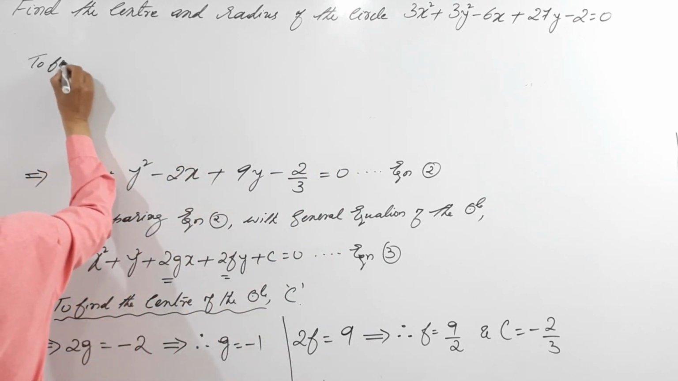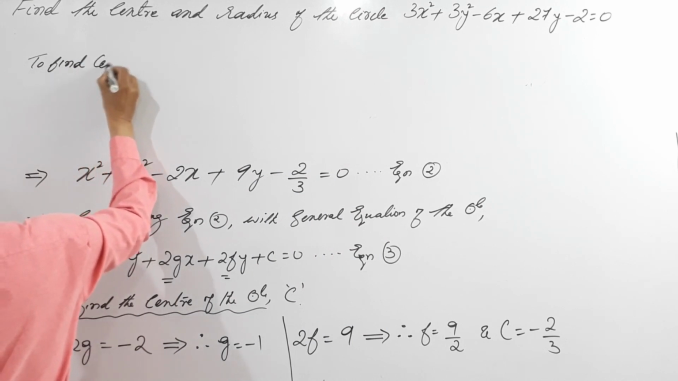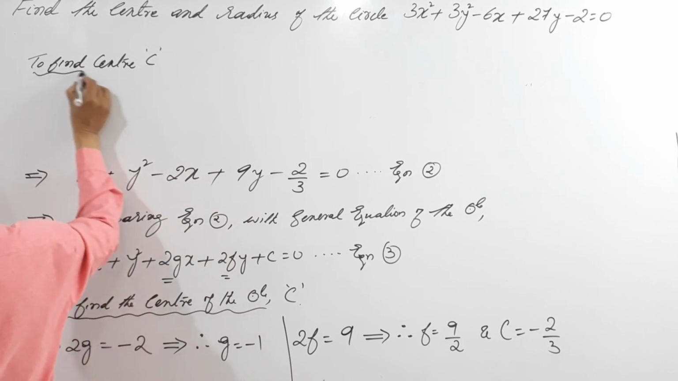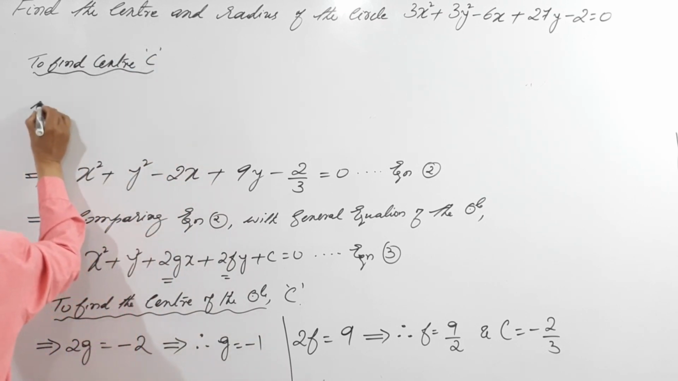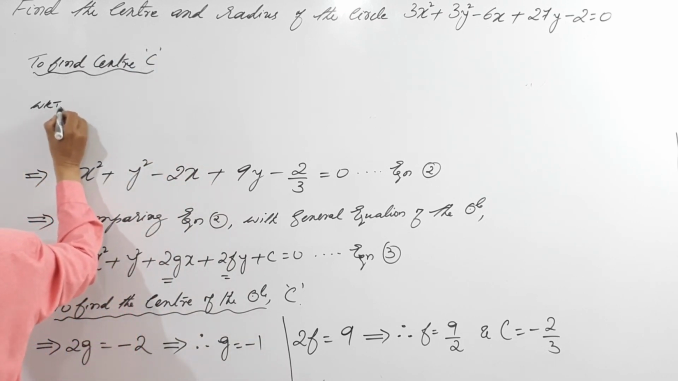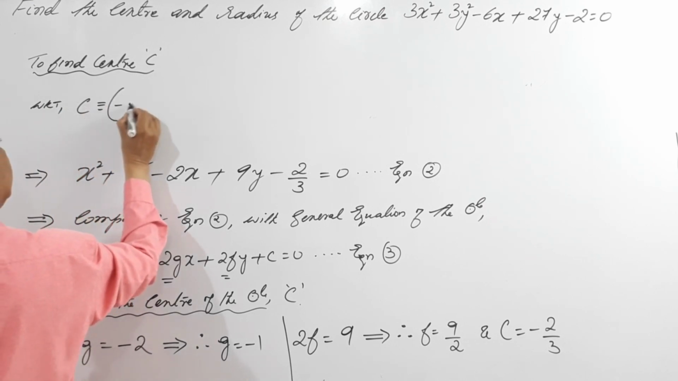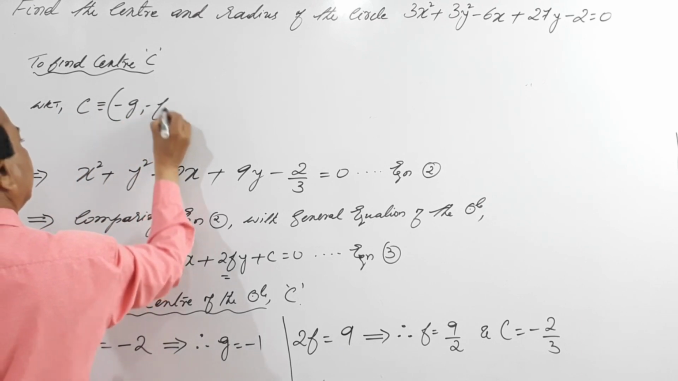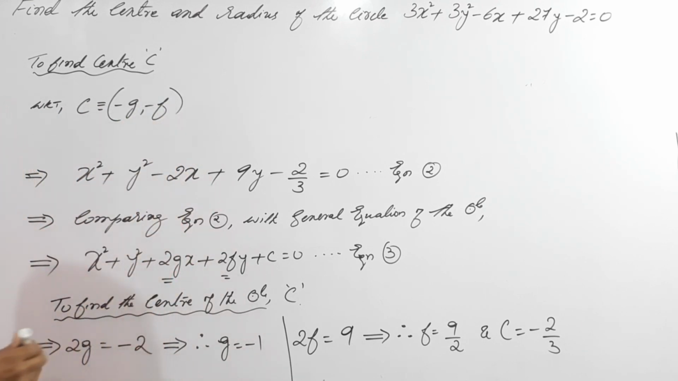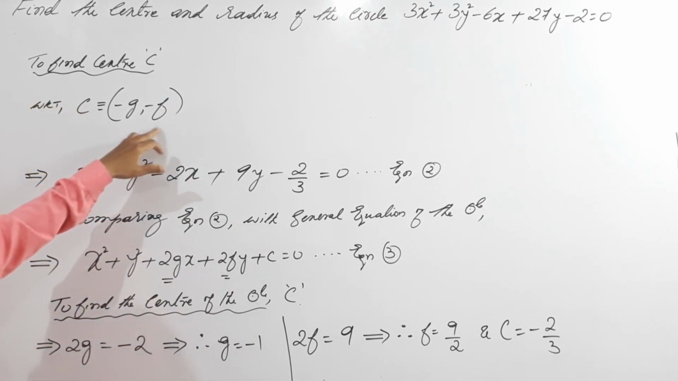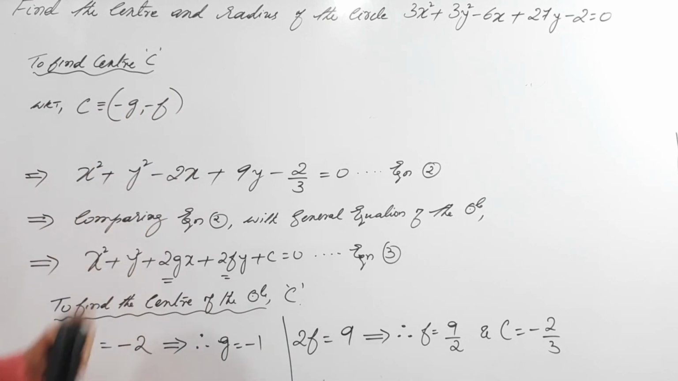To find the center, right? We know that c is minus g comma minus f. In the first class, part 1, I have done all these derivations, you can refer to that. So c will be minus g comma minus f. We have already done problems on this.